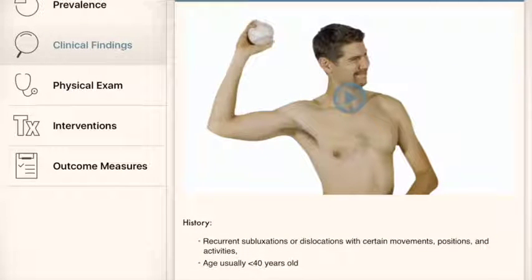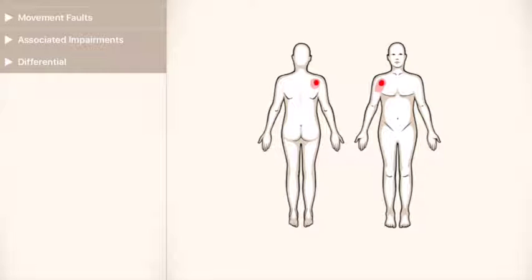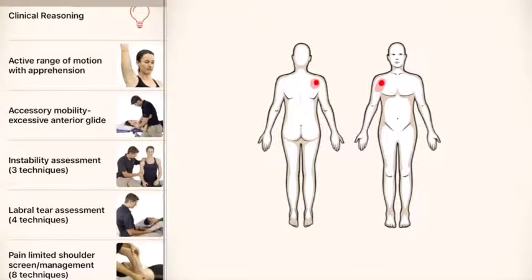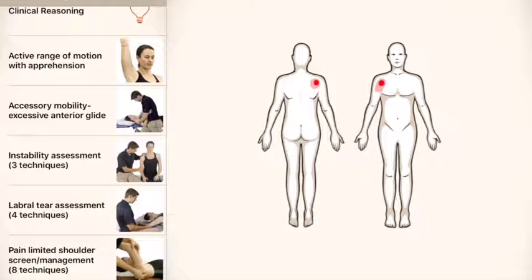All right, so what should I do when I do my physical exam? Well, under the key findings, you'll see that often you'll see apprehension during active range of motion. During your assessment of joint mobility, you might see excessive anterior glide. Of course, there are other directions that you could be unstable in as well, but in the vast majority of patients, you're going to see hypermobility in the anterior glide direction.